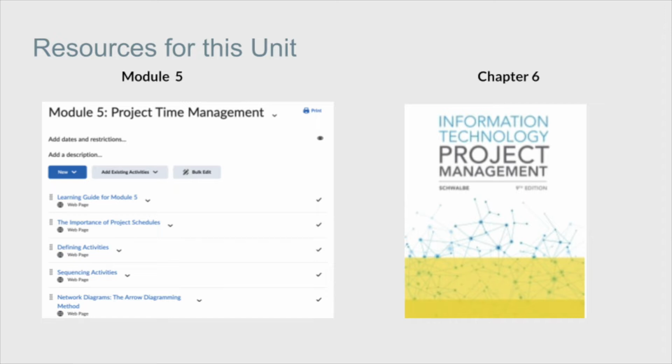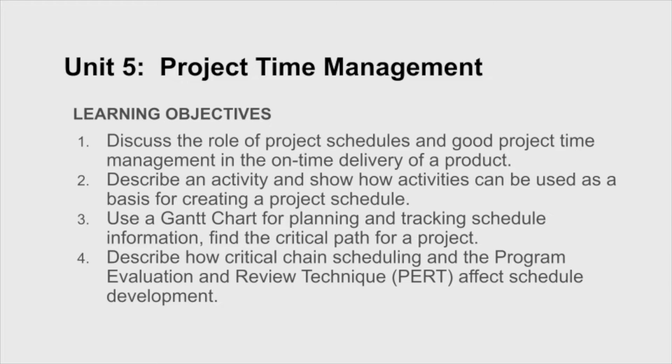The content for this module is found in Unit 5, Project Time Management, and in Chapter 6 of the textbook Information Technology Project Management by Schwab. In this module, we will discuss the role of project schedules and good project time management in the on-time delivery of a given project. We'll describe an activity and show how activities can be used as a basis for creating a project schedule. We'll use Gantt charts for planning and tracking schedule information and finding critical paths for a project. And we'll describe how critical chain scheduling and the program evaluation and review technique, PERT, affect schedule development.